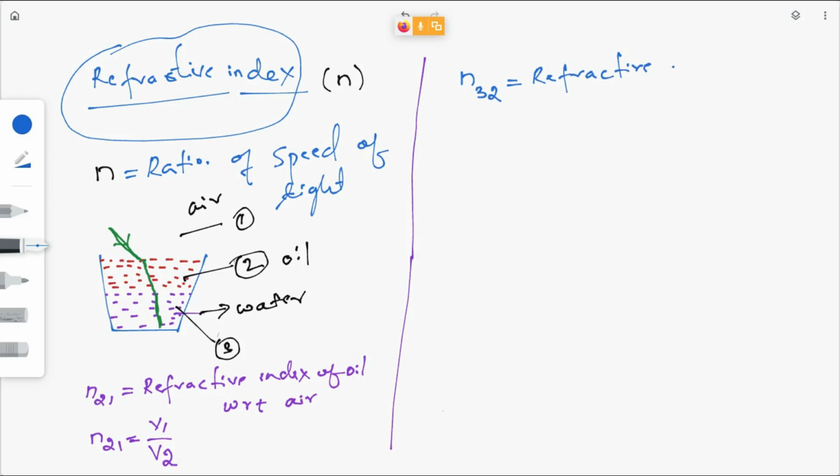Refractive index of water with respect to oil. Okay, n32: ratio of speed of light in second medium divided by speed of light in third medium. Okay, v2 by v3. Understood? Copy this one, copy fast.